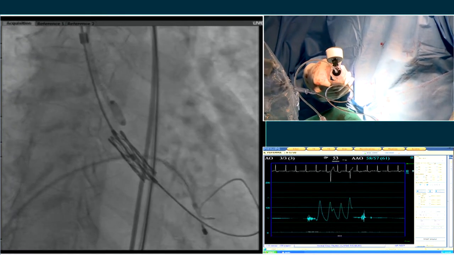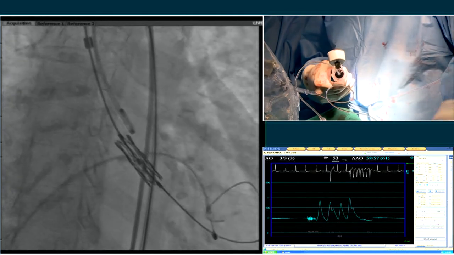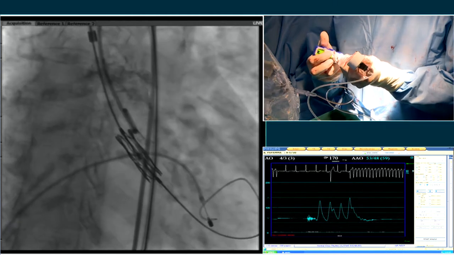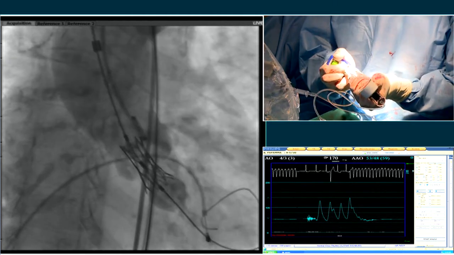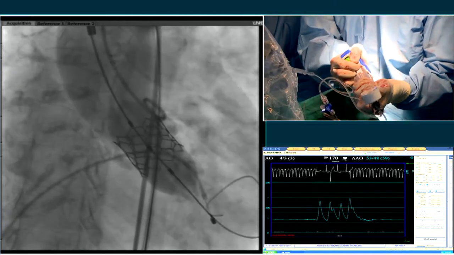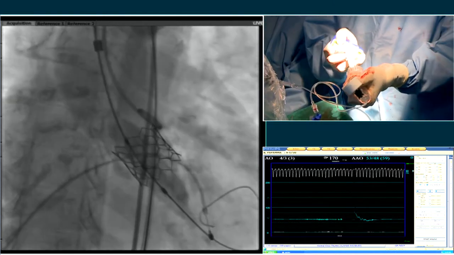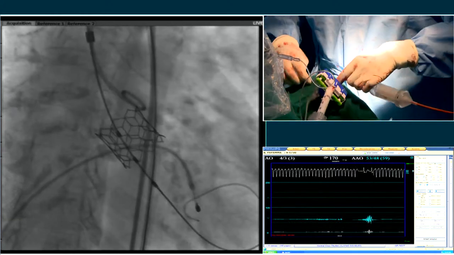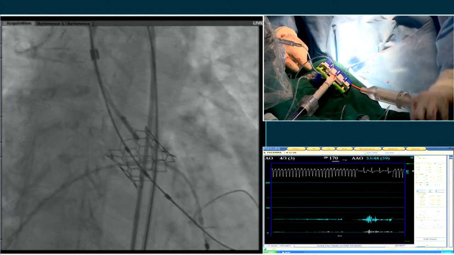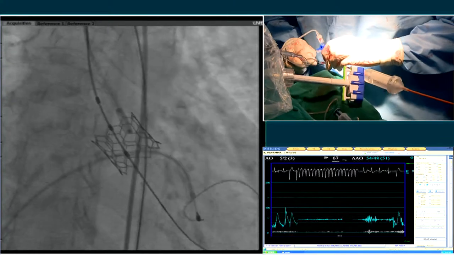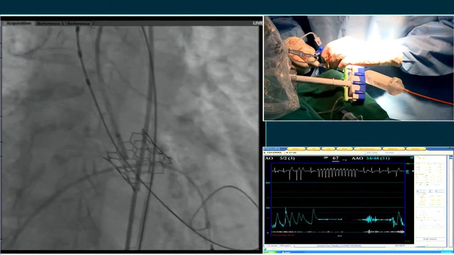She's not pacing right now. There we go. Okay, inject. Inject, please. Okay, going up. Stay on pacing, stay on pacing. Don't turn pacing off. Okay, pacer back off. The fluoro. Okay, turn back to pressure. Help me out. We're going to come back. Good. Okay, pressure's recovering.